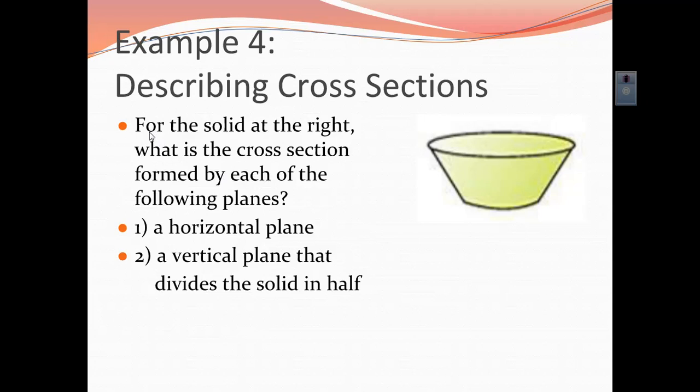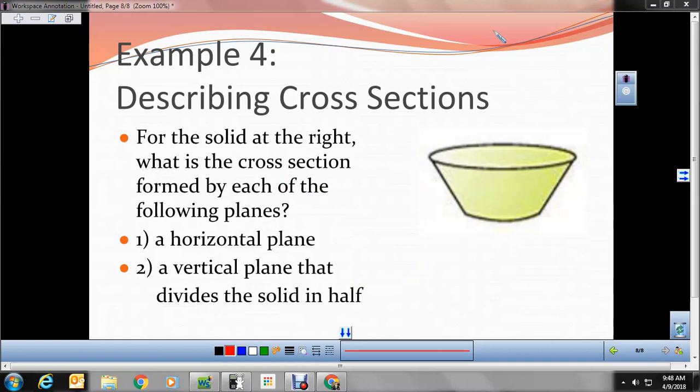So for this cross section to the right, what is the cross section formed by each of the following planes? A horizontal plane. So horizontal plane means it's going to cut this going like so. Now, if you cut this thing this way, it's going to look, kind of draw it here. And what shape does this appear to be? If you're cutting it along horizontally, it's going to be a circle.